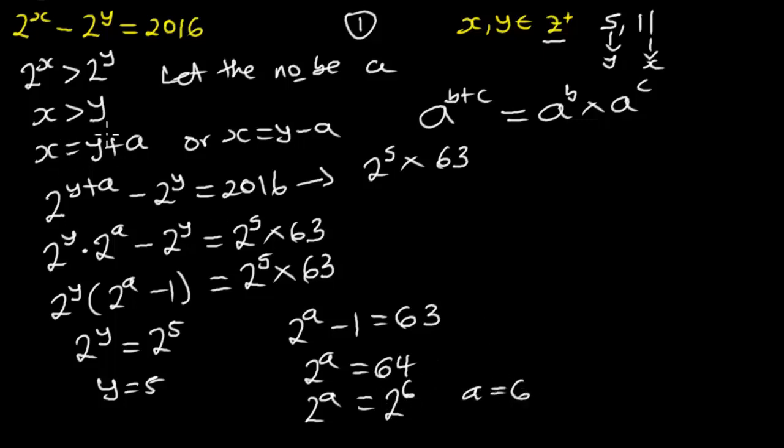But from here we said x is equal to y plus a. So in place of a over here, we are going to write 6. Then in place of y, we are going to write 5. So we are going to have x equal to 5 plus 6, which gives x equal to 11. Again, we had y to be 5 and then x to be 11, just like we had over here. So each of the methods will work for you.